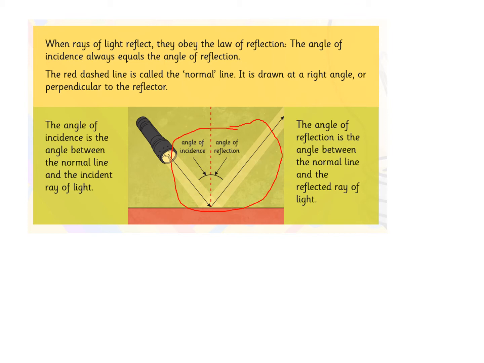The red dashed line is the normal line, so that's where it would have gone. It's drawn at a right angle. Here's your clue, guys: this is your right angle, and it's drawn at a right angle to the object. This is your object here, this wall, or mirror, you could call it. The angle of incidence is between the normal line and the incident ray of light. So here's your normal line, your incident light, and there's your incidence angle. Then we've got your reflected ray, your normal line, and your angle of reflection as well.